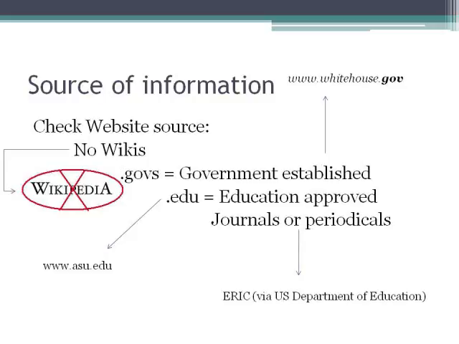A couple different websites you can use that you know will always be effective are .govs, which are government established, and .edu, which is education approved. It's approved by the Board of Education, which means it's actually qualified to be a website. And also journals and periodicals. Journals sometimes are reliable. They're also written by anyone at any time, but they're also a good source of information.